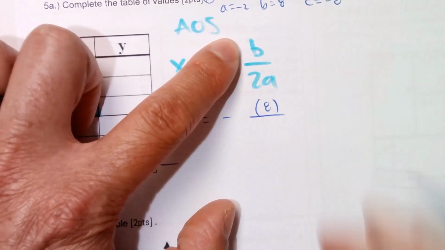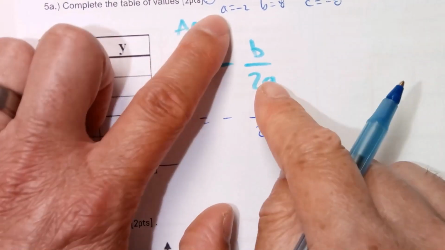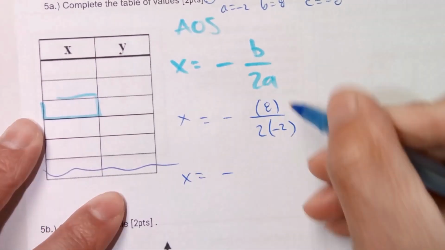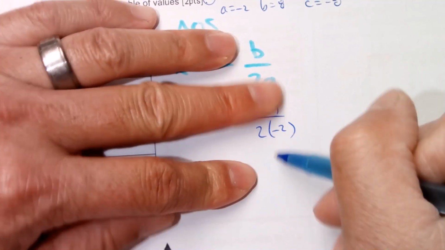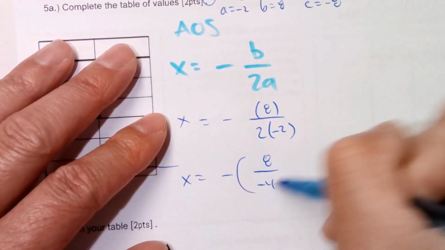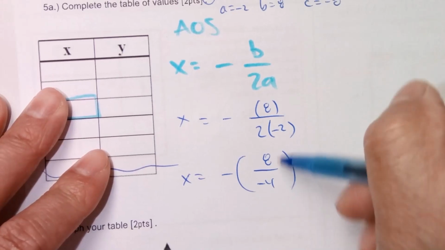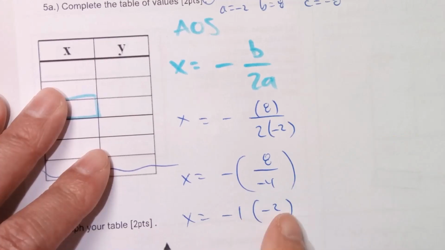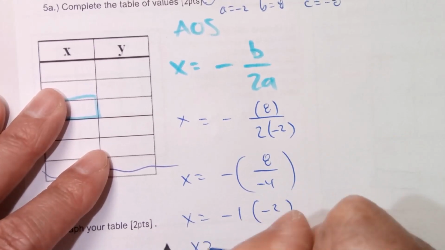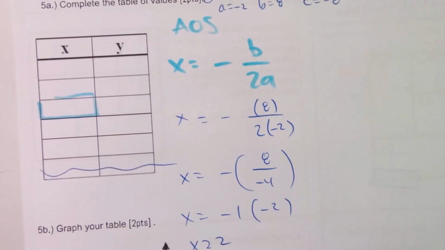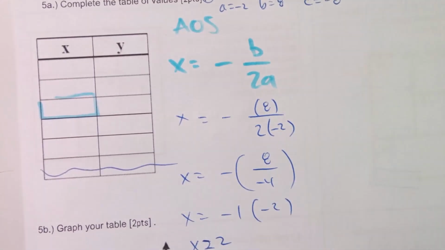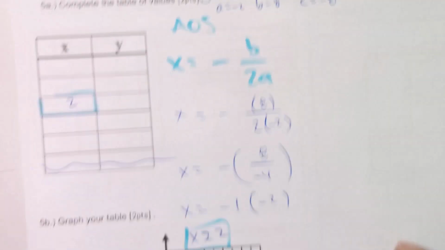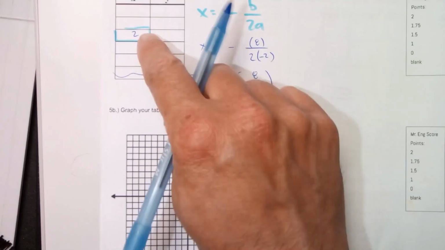2 times my A value, which is negative 2. So this one's going to become negative 4. And then this will become negative 2. And then the opposite of negative 2, or negative 1 times negative 2, is positive 2. Sorry, the equal sign. So that's going to come over here. And then 2 is positive. So I'm going to go 1, 2.